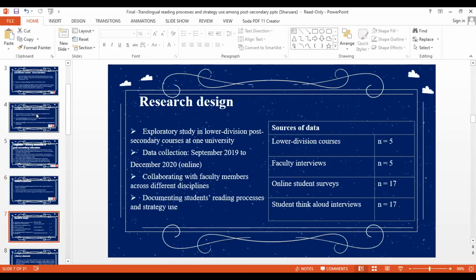And we have conducted the exploratory study in the lower division post-secondary courses at one university. We recruited students from 5 lower division courses, and we received 17 survey responses from the students. We interviewed 17 students and 5 faculty members. And we collected data from September 2019 to December 2020.